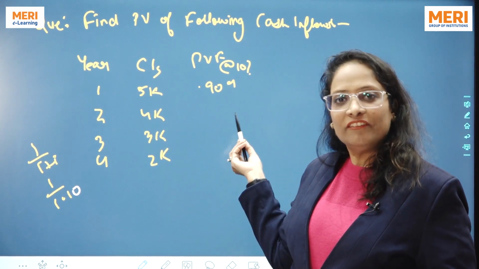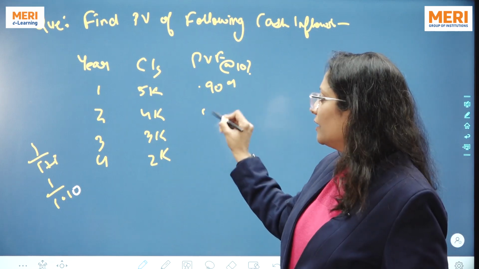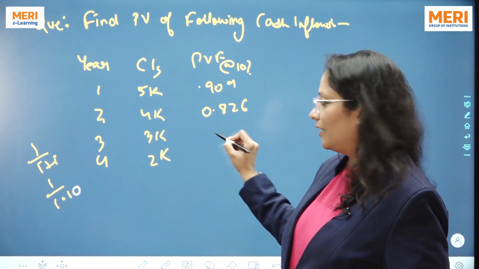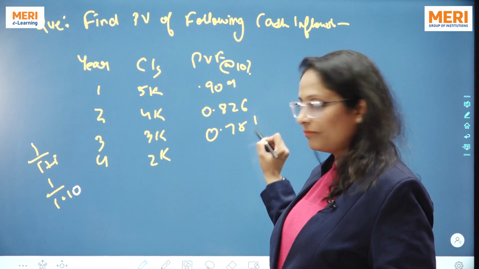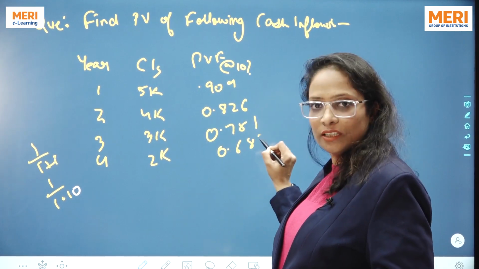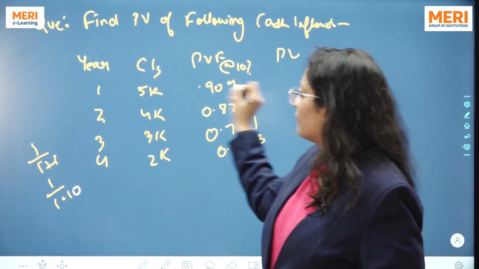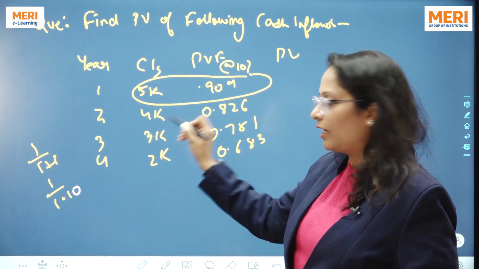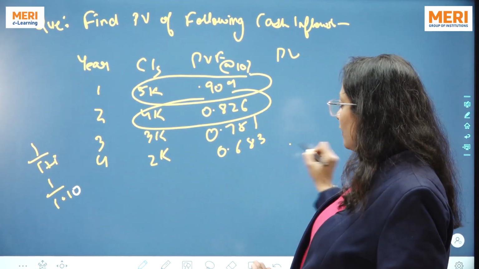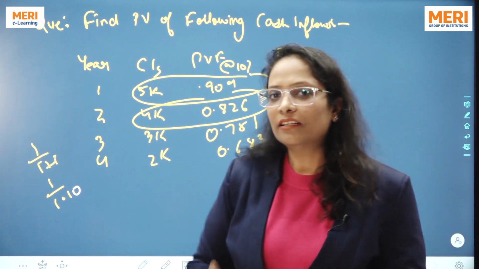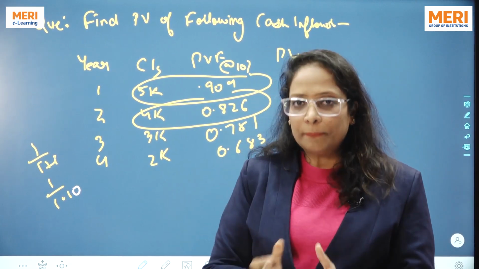Then what is the value of 5,000? Similarly, for the second year it is 0.826, then 0.751, then 0.683. When we multiply these values, we will get the present value. We'll add all the answers and then we'll get the present value of the inflows.